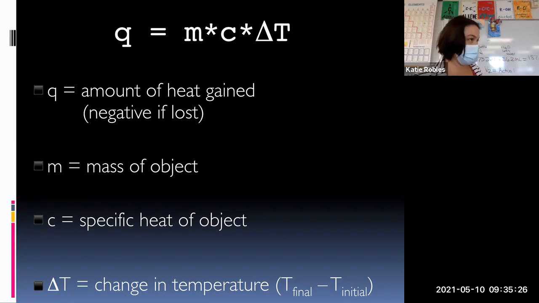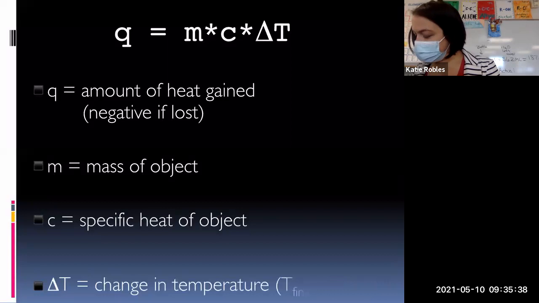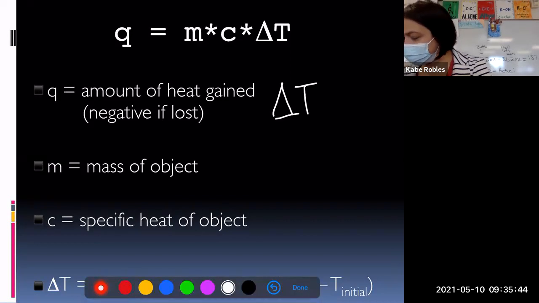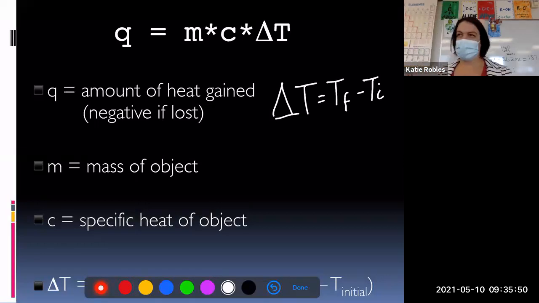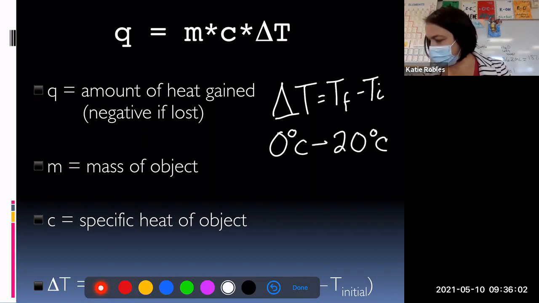Now, people will often ask, should this be in Celsius or should this be in Kelvin? And guess what? It doesn't matter. And let me show you why it doesn't matter, okay? So delta T equals change in temperature, and it's T final minus T initial. Let's just think about an example. Let's say you have an ice cube and it's 0 degrees Celsius and it heats up to 20 degrees Celsius, right? The change in temperature is 20 minus 0, or 20 degrees Celsius.